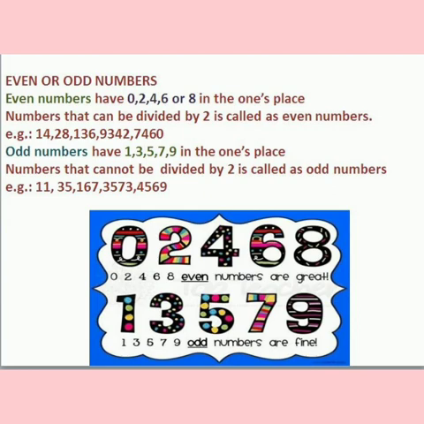Next, even or odd numbers. Even numbers have 0, 2, 4, 6 or 8 in their ones place. So the numbers that can be divided by 2 are called even numbers. Example 14, 28, 136 like that. Next, odd numbers. Odd numbers have 1, 3, 5, 7, 9 in their ones place. And the numbers that cannot be divided by 2 are called odd numbers. Example 11, 35, 5, 7.